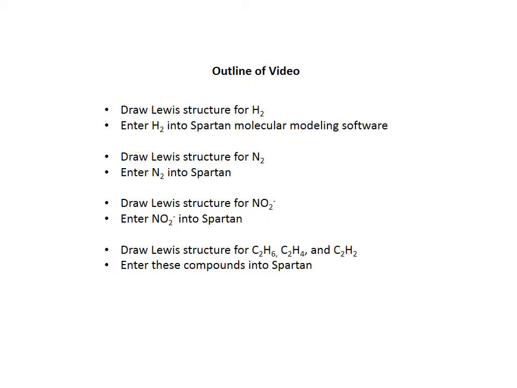It's a series of little movie snippets I've put together about drawing Lewis structures, followed by using the Spartan molecular modeling software. At the end of it, I give you some information about how you can actually buy a copy if you felt like it. It's like $50 to buy a copy of the software to be able to use it just for fun, which it actually is. So I'm going to go ahead and start the videos.